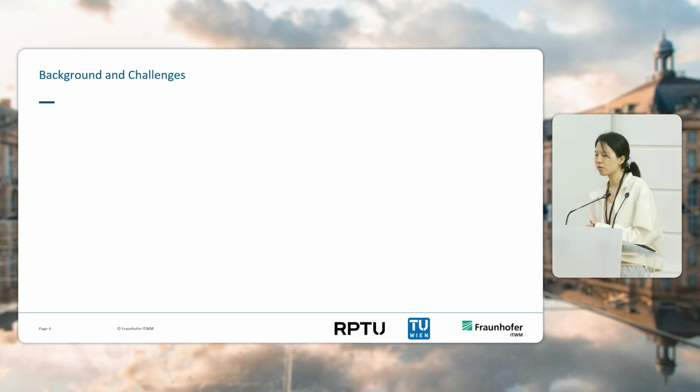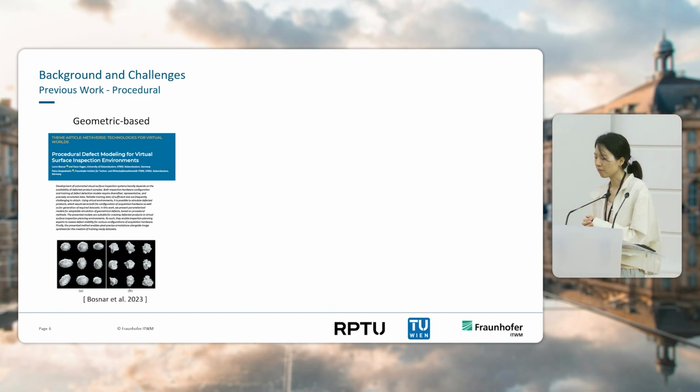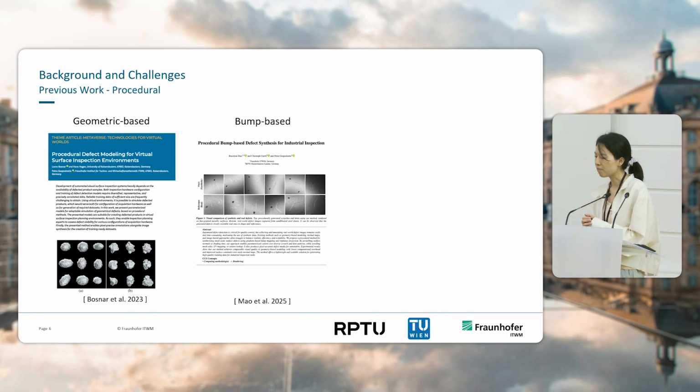Another direction is procedural modeling. It is attractive because it gives us explicit control over modeling and rendering parameters. One option is geometry-based modeling. We modify the mesh directly, and the defect is physically explicit. But for small specific defects, this can be computationally expensive. Another option is bump-based modeling. We perturb surface normals and shading. It is less physical, but much easier to scale. Now we have a scalable and controllable tool for defect generation.